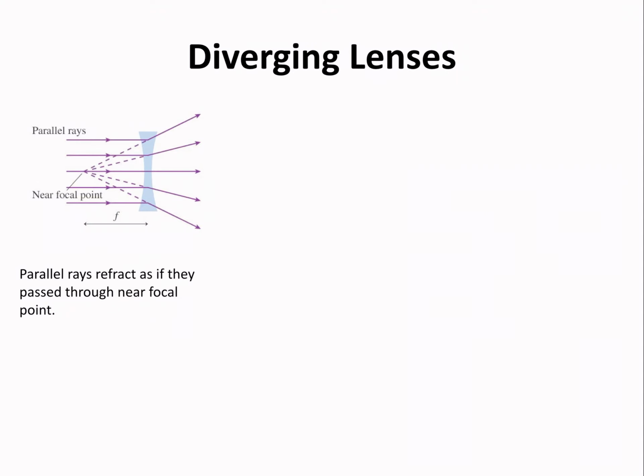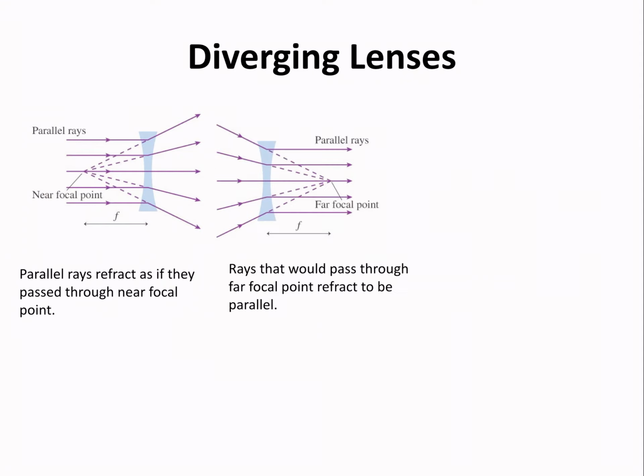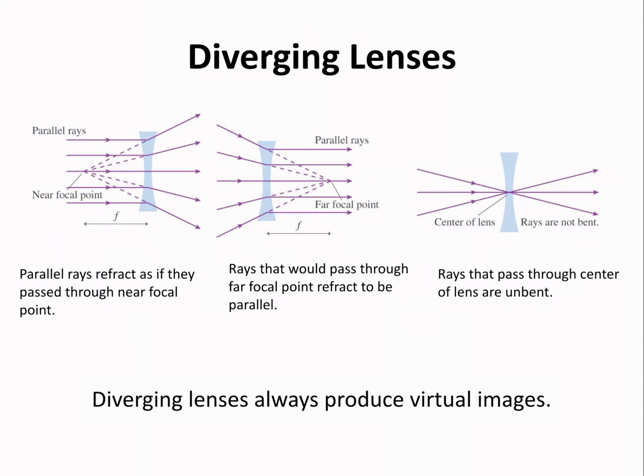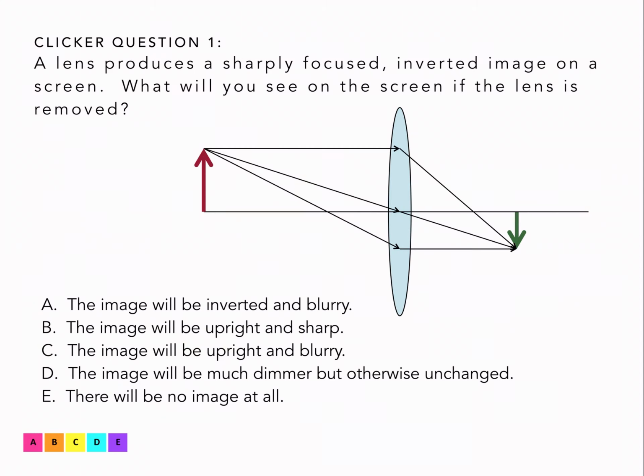And once again, we follow these three special rays. So parallel rays diverge out, okay? Rays that would pass through the far focal point come out parallel. So you're still dealing with two special rays where if you're going through the focal point, you either come in or go out parallel, and then anything that goes through the center stays the same. So remember, diverging lenses always produce virtual images because they can't converge rays to a point that you can project on something. So they're not focusing light to a point that you can put on an actual screen.